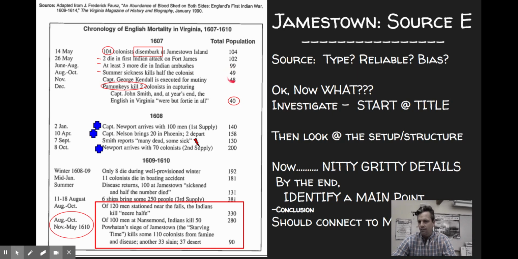But right there, we see half the population of Jamestown is going to die from summer sickness. We get a guy that's executed for mutiny. That's one. I wonder if I start seeing more like that, I'll pay attention, but that's just one guy. The Pamunkeys kill 2 colonists in capturing. Based on that word, that does not look like a white guy from England's name.